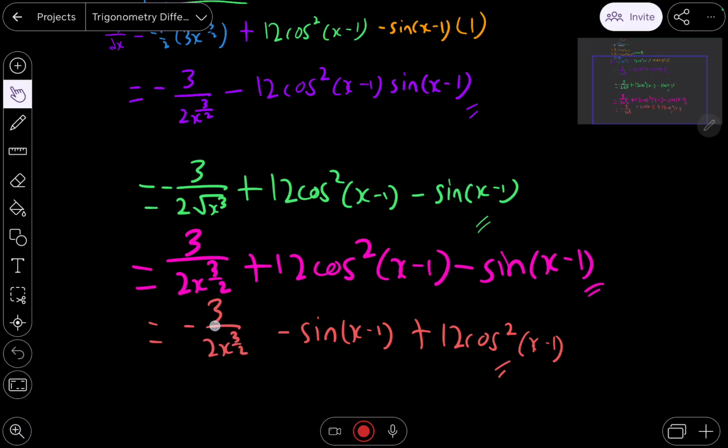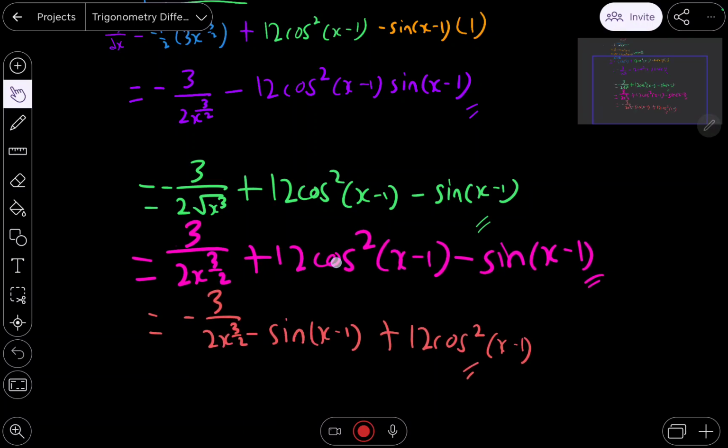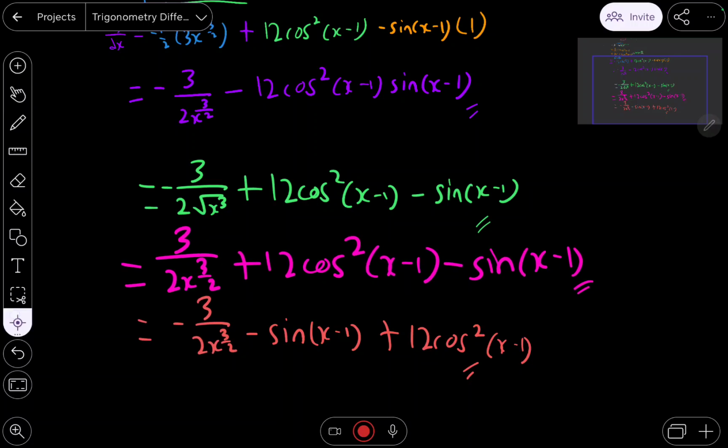And then I just copy and paste the rest. So it's 12 cosine squared x minus 1 and minus sine x minus 1. After that, just copy and paste, only this x cubed changes to x to the power of 3 over 2. And for the red one here, I just change the order of my sine and my cosine. So this one comes here, this one goes here: minus 3 over 2 x to the power of 3 over 2 minus sine x minus 1 plus 12 cosine squared x minus 1.